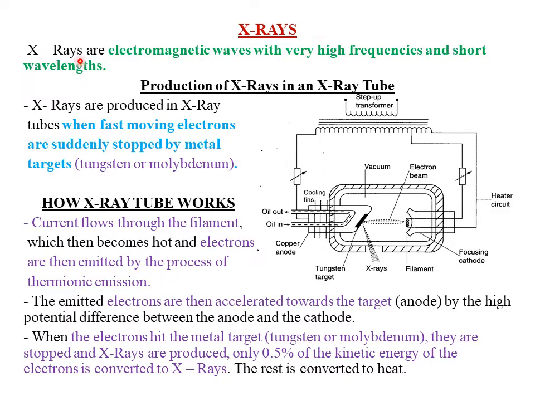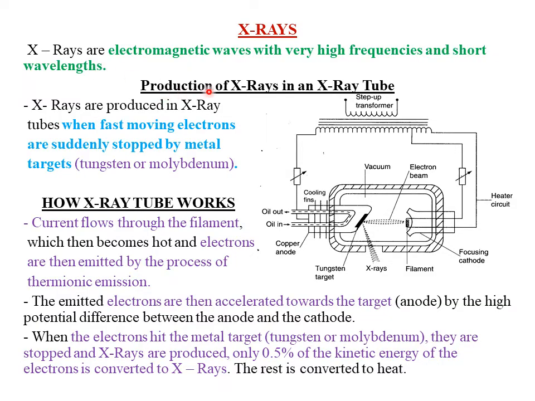So X-rays are simply electromagnetic waves. Remember, under Form 2 work, under a topic called Waves 1, we did discuss the types of waves, whereby we said that electromagnetic waves are those that do not need any material medium for transmission. For example, they don't need a material medium such as air in order to be transmitted. So X-rays are simply electromagnetic waves with very high frequencies and very short wavelength.